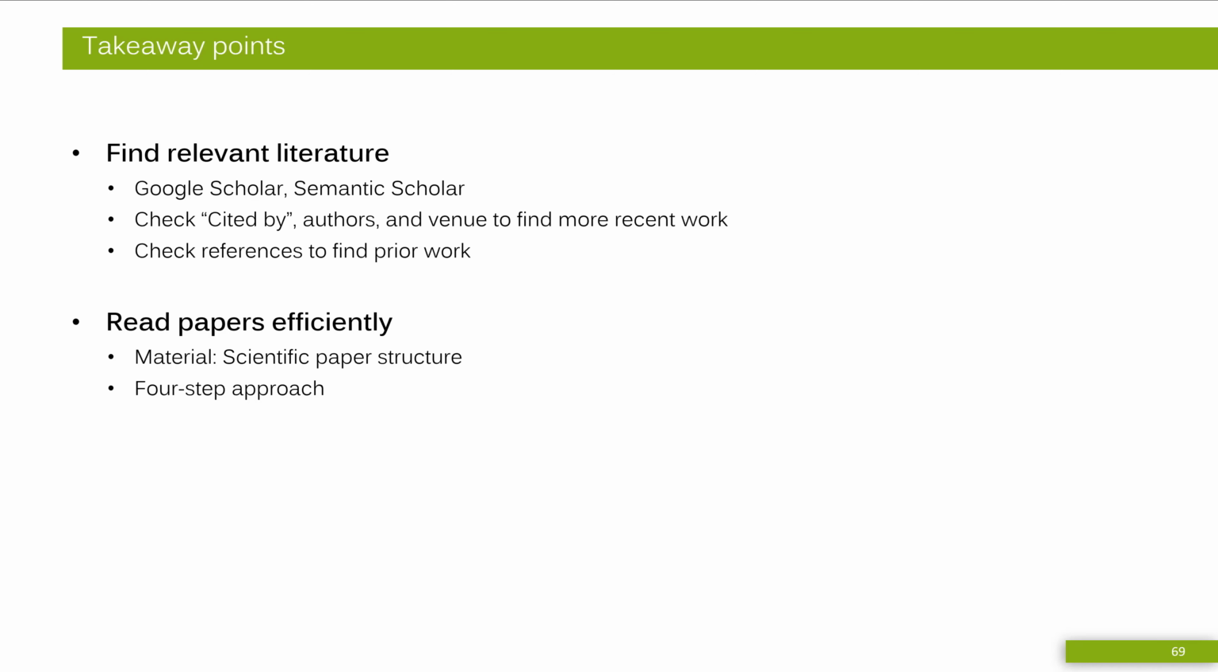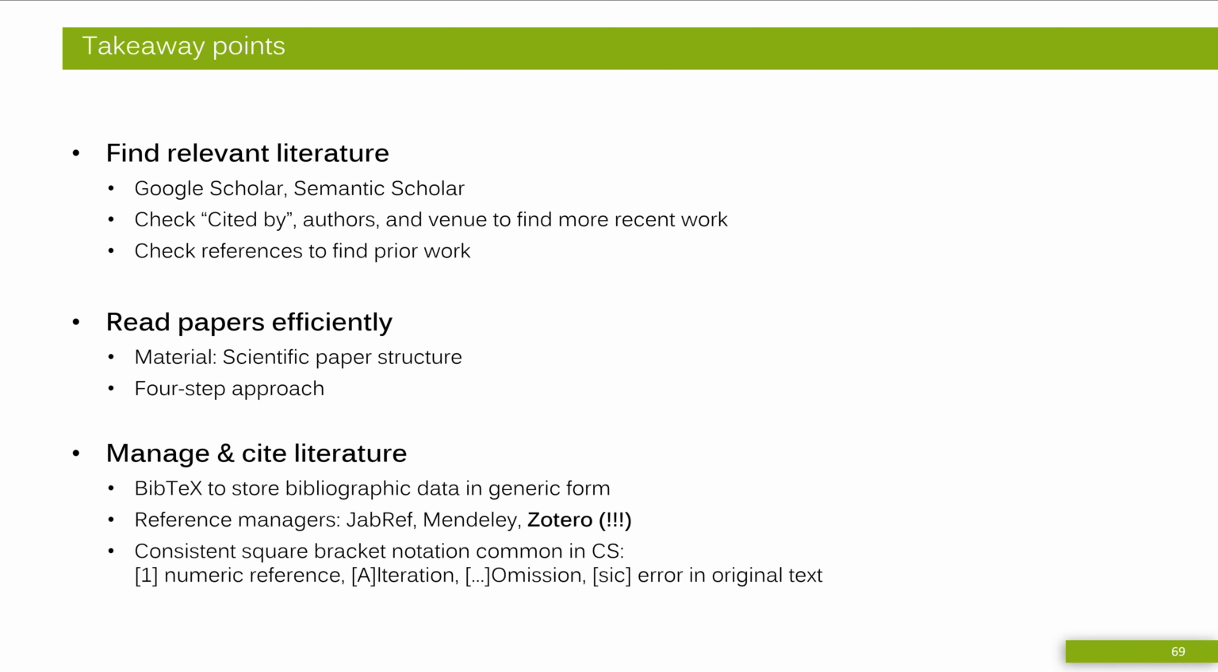And also we will provide with this video a material that tells you exactly the expected structure for scientific papers, which is useful to know, A, if you want to write an academic paper, and B, if you want to jump quickly to specific content in academic papers that you're reading. And last but not least, we showed you the conventions for citing academic literature in computer science.